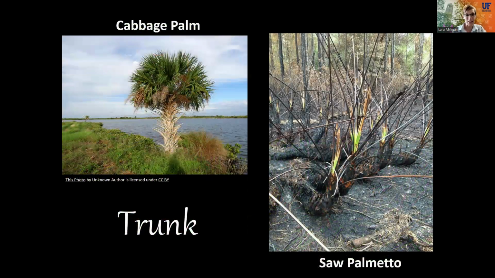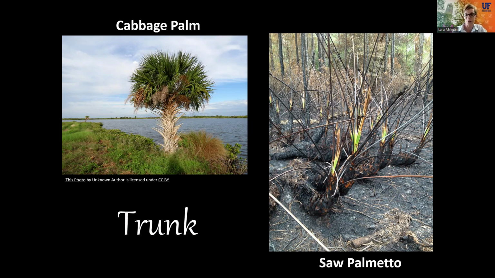Now, as I kind of alluded to, the cabbage palm grows into a tree. So of course, if you're looking at this versus a saw palmetto that's on the ground, it's very easy to say, oh, this is the cabbage palm because it grows into a tree. But if you're ever still unsure, a single trunk is indicative of the cabbage palm, compared to saw palmettos, which typically have a multi-trunk system. So you can see that here.